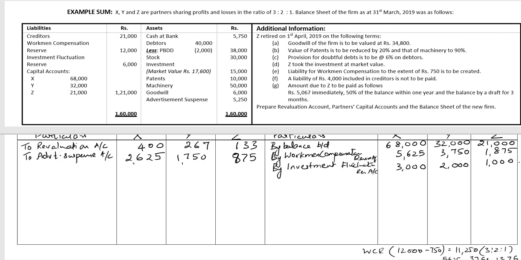We'll deal with the goodwill. The existing goodwill is there in the balance sheet on the asset side, rupees 6,000. We need to write it off. To goodwill account, rupees 6,000 to be written off in 3:2:1. 3,000 rupees, 2,000 rupees and 1,000 rupees.